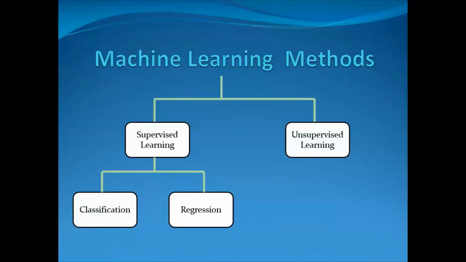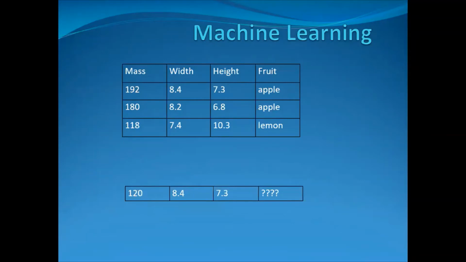Before we move to the actual topic, let's have a quick look at the machine learning methods. It's divided into two parts, supervised learning and unsupervised learning. Supervised learning is further divided into classification and regression. Now let's look at an example of supervised learning. We have a data set over here with mass, width, height and fruit column. Mass, width and height are independent variables, whereas fruit is a dependent variable, meaning based on mass, width and height, fruit is predicted.